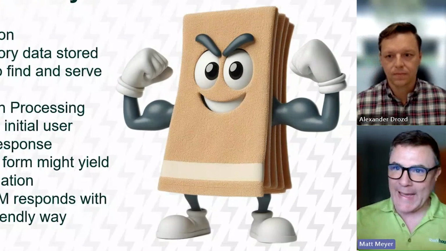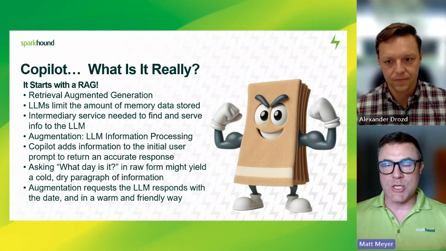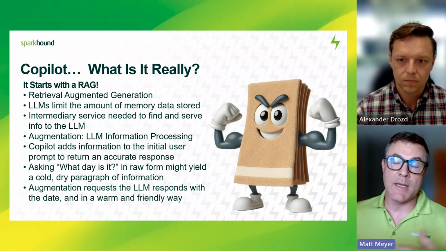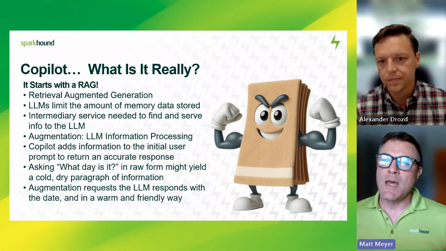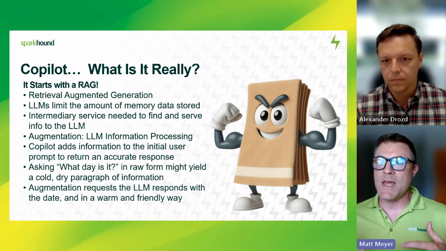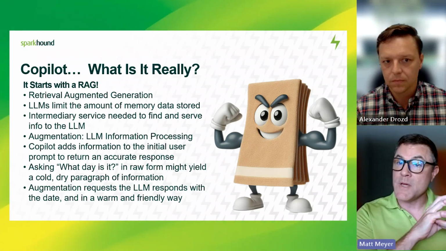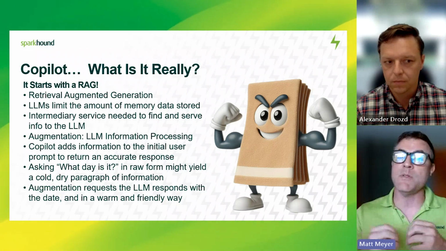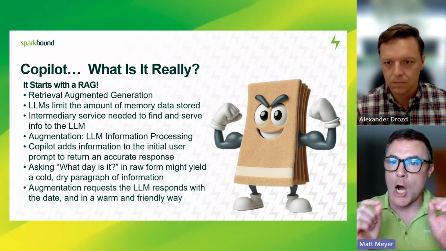So what is it really? It's all about a RAG. It's all based on retrieval augmented generation. In a nutshell, the LLM, the large language model, ChatGPT in Microsoft's case, can only have a little bit of data in its memory. If you're dealing with large sets of data, you need to search for the data, get the data that you need, small enough that the LLM can understand it, and then hand it over to the LLM for processing, and the LLM is able to process that and generate information back. That's the first part, the R, the retrieval.